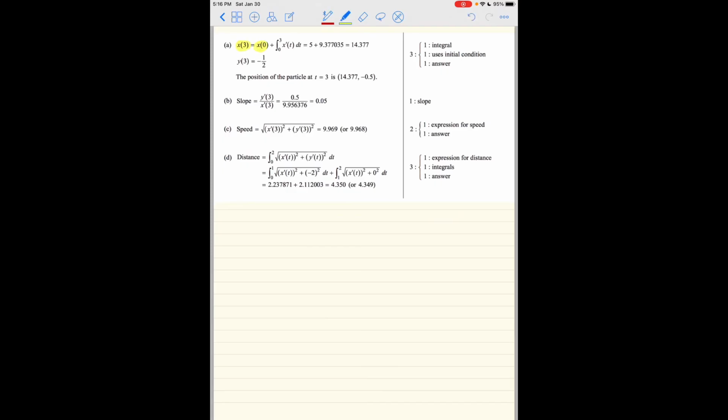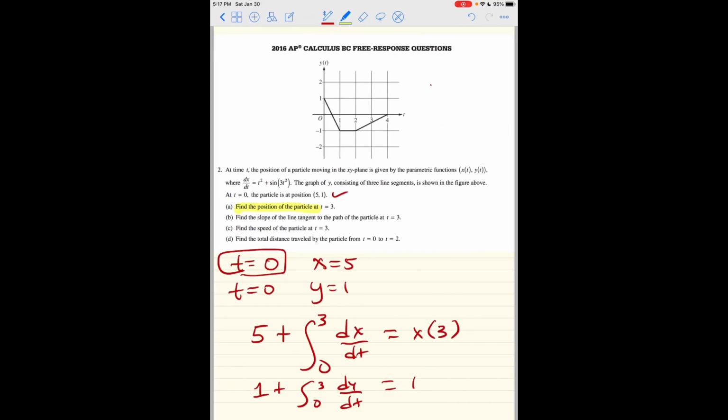So here we go. x of 3 equals x of 0 plus the integral from 0 to 3 of x prime of t. And y of 3, I'm being silly right now. I'm not thinking. y of 3, this is the y function. So y of 3 is just the value, and you're going to estimate it at negative 0.5. My apologies, I totally forgot that wasn't dy/dt. Okay, so that's one of them.